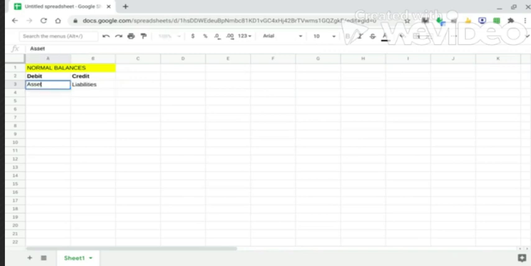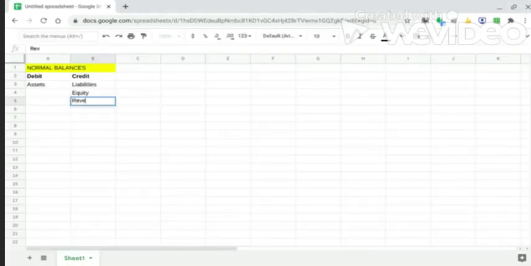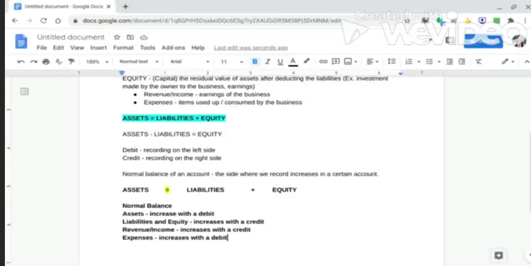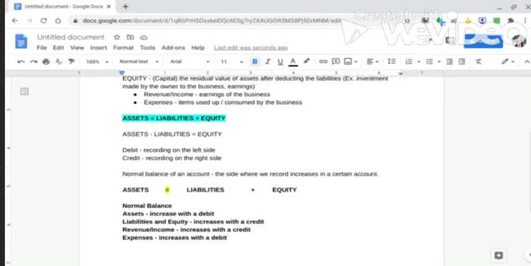Liabilities. Maging consistent tayo. Gawin nating plural. So, next, si equity, credit din. And then, followed by the revenue or income. Credit din ang normal balance. And then, si expense, normal balance niya is debit. So, yan yung summary natin for the normal balances.